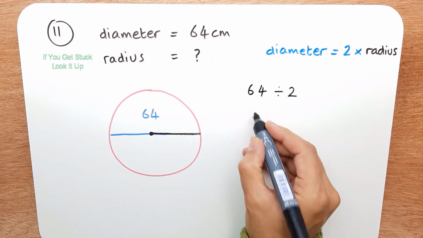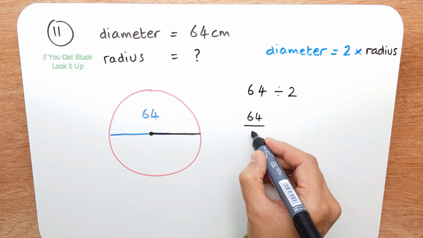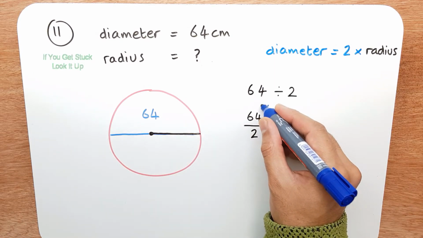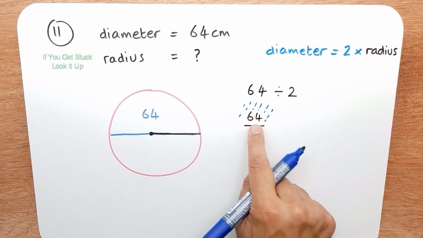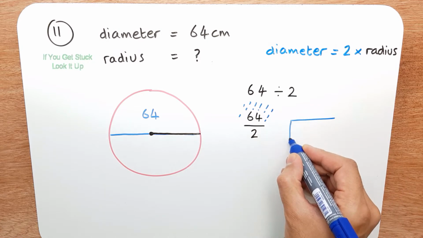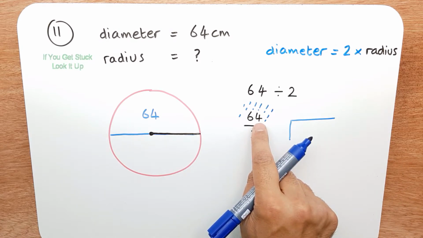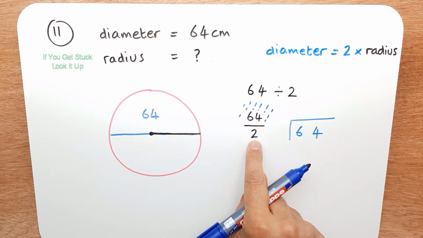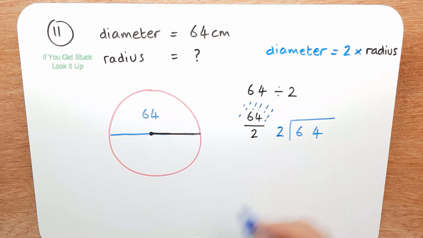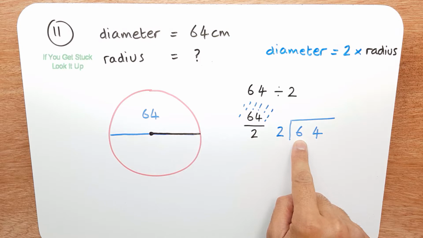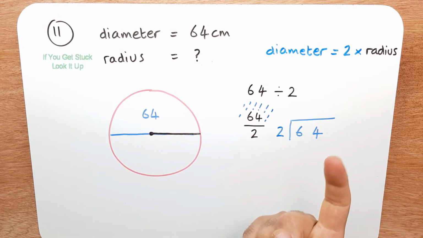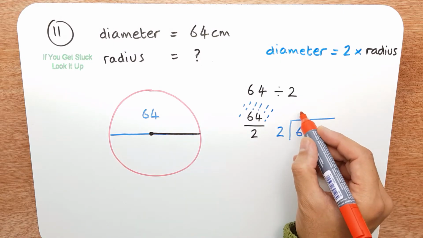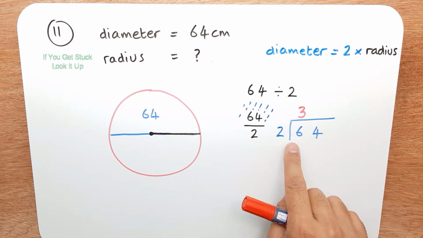And the way I like to write it is 64 divided by 2, because this helps me do the bus shelter. So it's raining and 64 is getting wet, so we build a bus shelter for 64. And 64 has to stay dry now, so it goes inside the bus shelter. And then the 2 has to go outside. How many 2's are there in 6? So I can count on my fingers. 2, 4, 6. So there's 3. So 3 goes up here. And we move on to the next part.